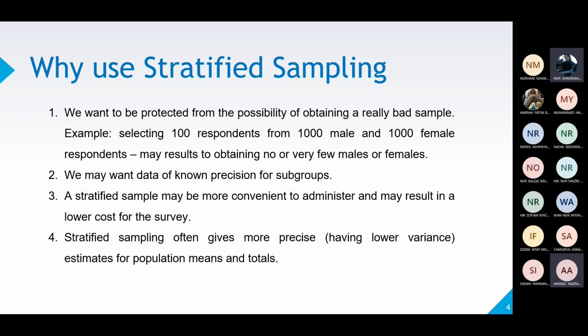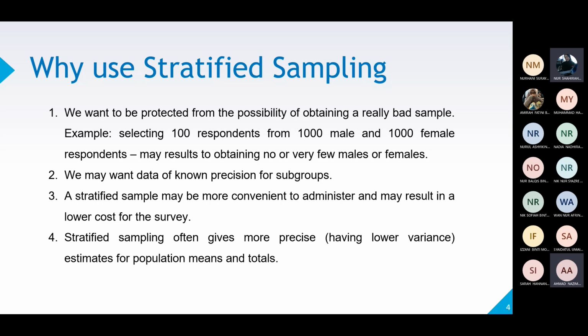In a stratified sample, one could take a simple random sample of 50 males and an independent simple random sample of 50 females. This guarantees that the proportion of male in the sample is the same as in the population, and the proportion of female is also the same as in the population.